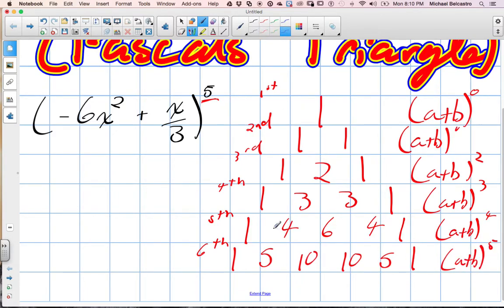This is going to tell us how many terms there are when we expand this. There's going to be 1, 2, 3, 4, 5, 6. There's going to be 6 terms when we're at the power of 5 and in the 6th row. These are going to be the coefficients that we multiply our a and b terms by. We'll call this our a term, and we'll call this our b term in the brackets.